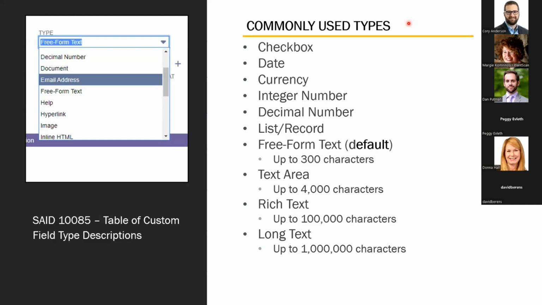Freeform text supports up to 300 characters. Text area, rich text, and long text are all very similar fields. The main difference is they give you a higher character limit. So 4,000 characters, 100,000 characters, a million characters.